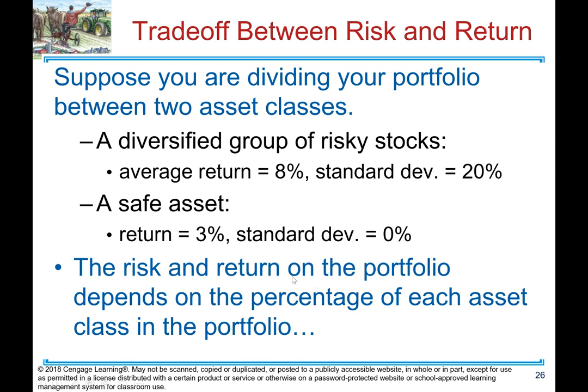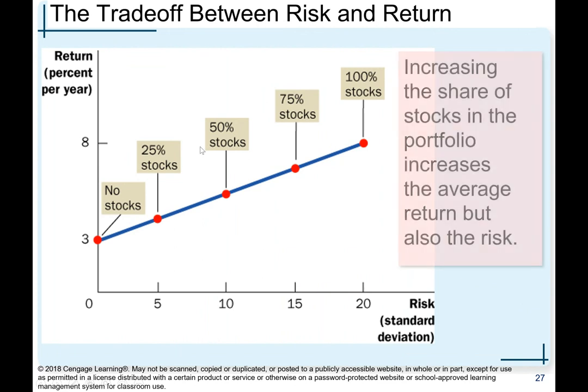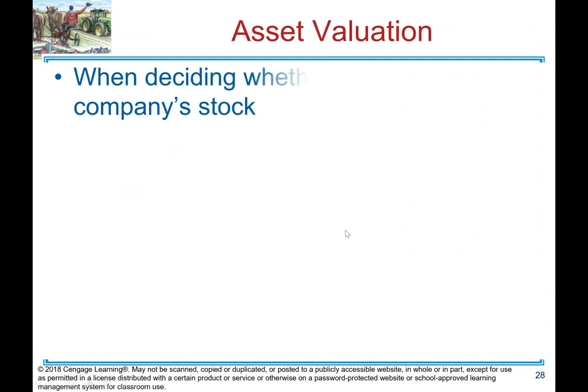The risk and return on the portfolio depends on the percentage of each asset class in the portfolio. The trade-off between risk and return is demonstrated in this graph. Return is measured on the vertical axis and standard deviation on the horizontal axis. And as you can see, increasing the share of stock in the portfolio increases the average return, but also risk. It varies directly, positively related.